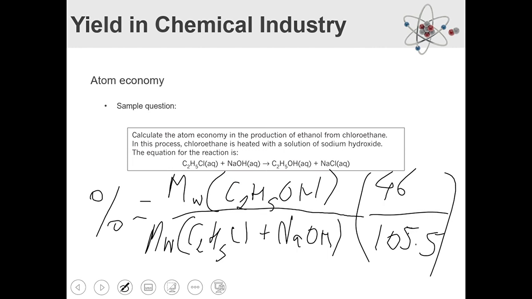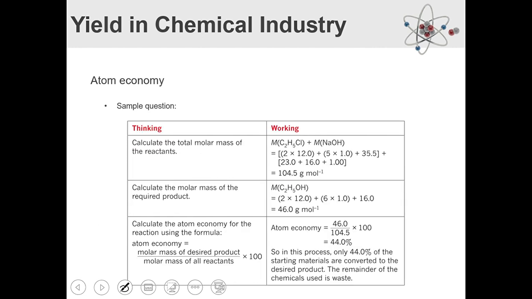Now, that's ballpark about 40%, right? Yeah, 104.5, fine. Okay, so that's how we work out the atom economy. 44% is basically what we did. So only 44% of our reactants are actually converted into products. That's bad, right? It's pretty bad.